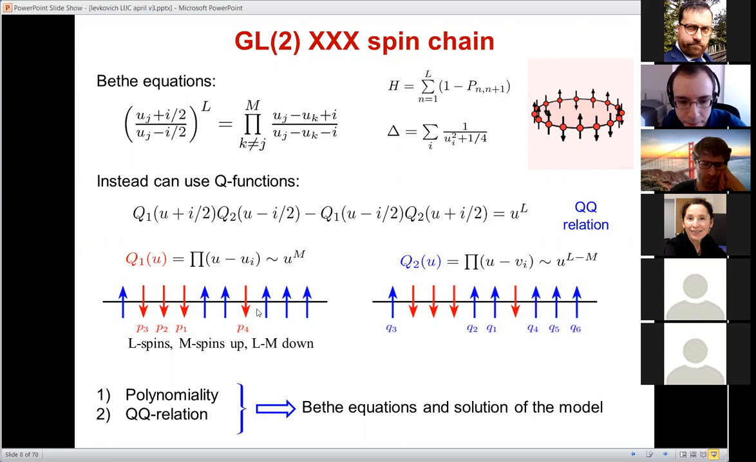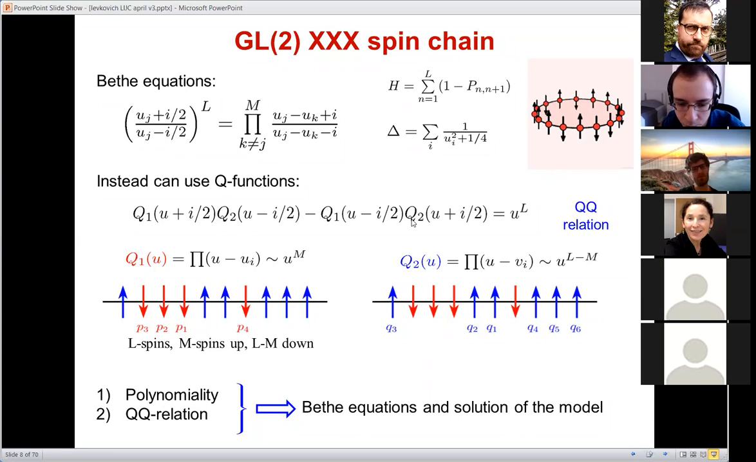But there is also a complementary picture, which is realized for this second function, where we start from the vacuum where all spins are pointing down, and instead we treat spins up as the excitations, which propagate with some different momenta that are precisely the meaning of these roots v_j, which are also known as dual Bethe roots. So to summarize, one of the polynomials encodes the particle's momentum, and the other one encodes the hole's momentum, one can say. And they are linked by this beautiful bilinear equation. Once we impose that they are both polynomials, this gives the discrete set of states and the solution of the model.